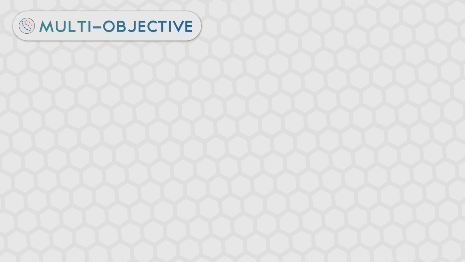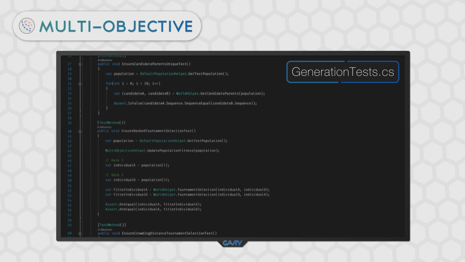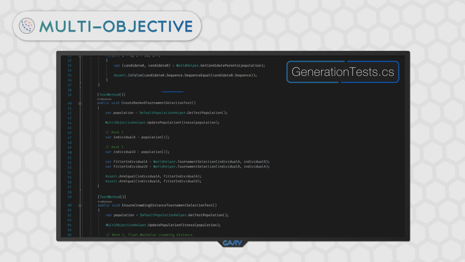The first and largest is the generation tests. This contains 8 methods that each test different functionality in the generation component of our GA. I won't go through all of them now, but let's take a look at our method ensure ranked tournament selection test. The purpose of this test, if it's unclear from the name, is to ensure that our tournament selection is working with our new multi-objective ranking system.